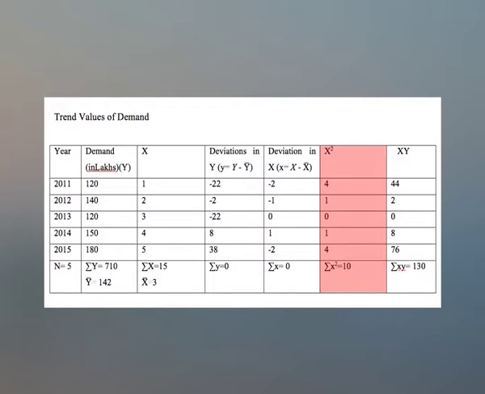Now next column we have xy, so we will multiply x and y, which gives us a figure of 44 for the year 2011. Then for the year 2012 we have 2, then for the year 2013 we have 0, then for the year 2014 we have 8, then finally for the year 2015 we have 76. Now summation of all this, which is sigma xy, is equal to 130.